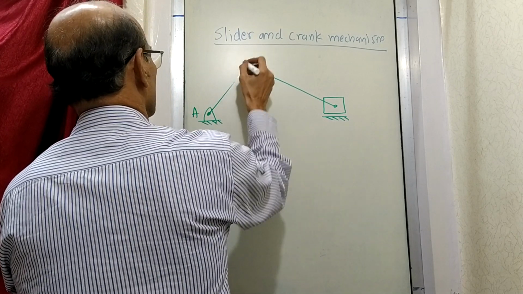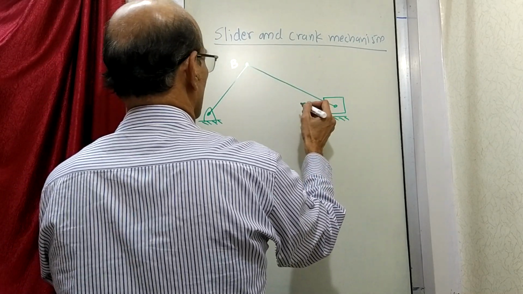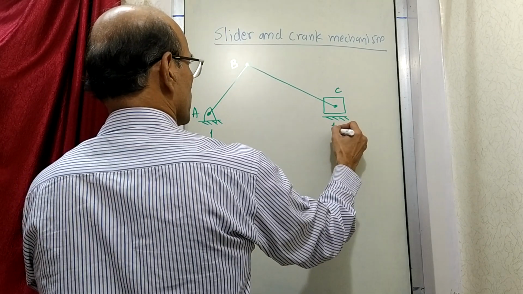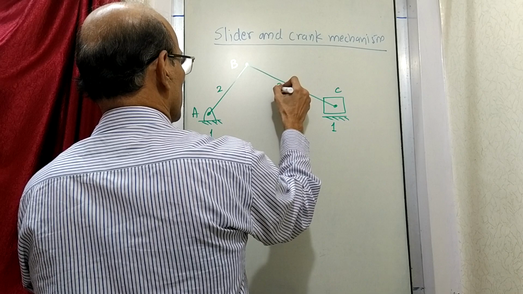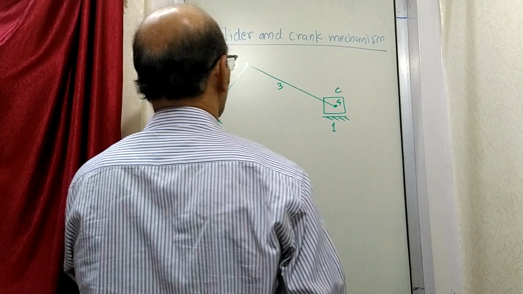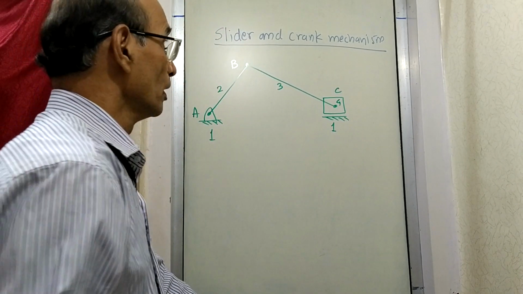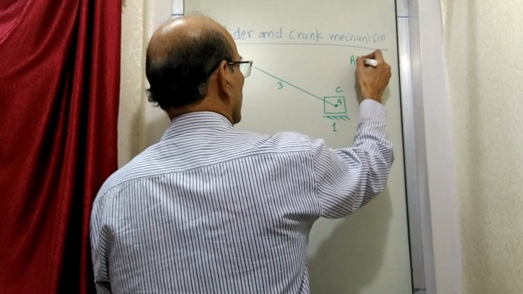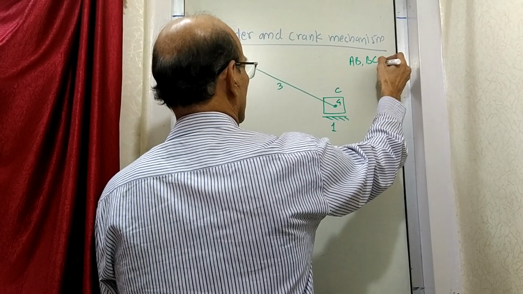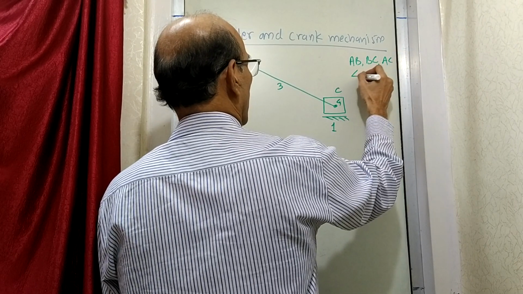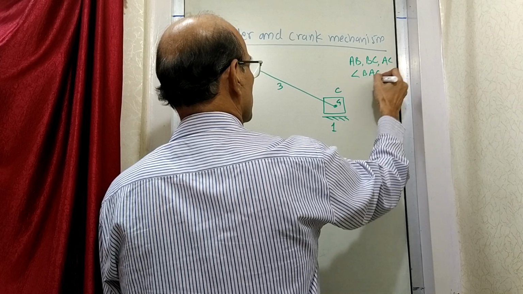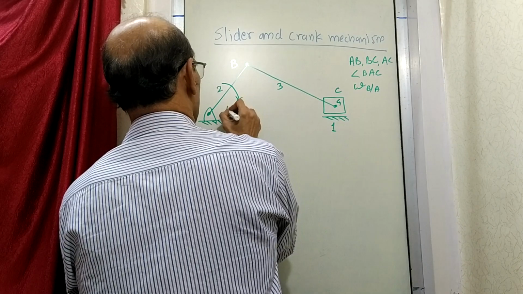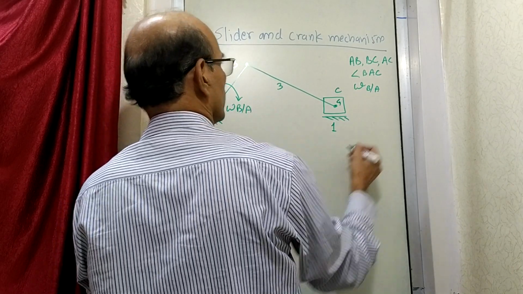So this is point A, point B here, point C here. This is link number 1, link number 2, link number 3, link number 4. And then maybe we are given, say, all the links AB, BC, AC, angle BAC, omega of B with respect to A. This one is given.